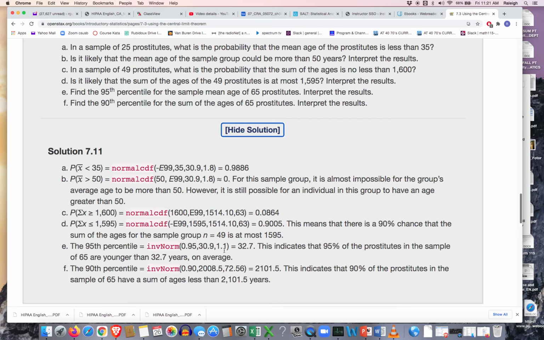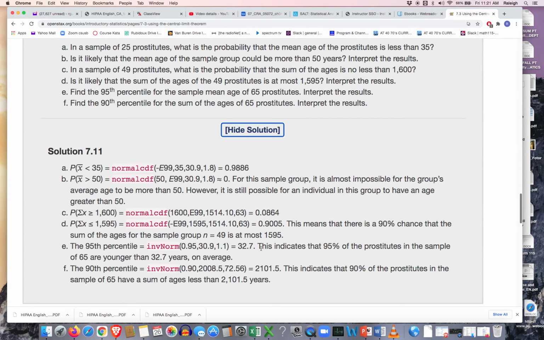1.1. So anyway, that's how that goes, and they indicate that when that all comes in, it's kind of a mystery how the calculator does it, which I do not find to be a plus, by the way, and that's going to be 32.7. That's amongst the oldest of them. 95% of the prostitutes in the sample of 65 are younger than 32.7. Only 5% would be older.